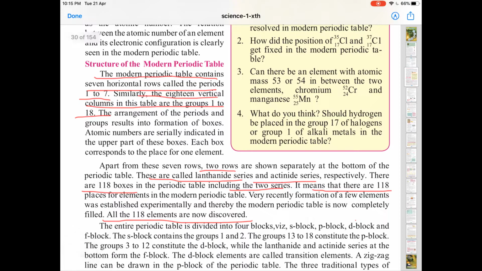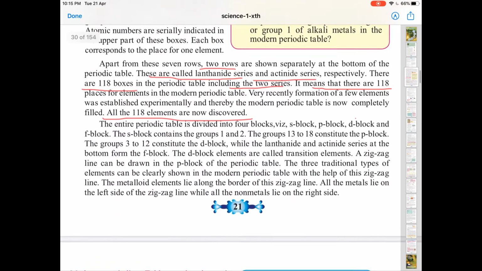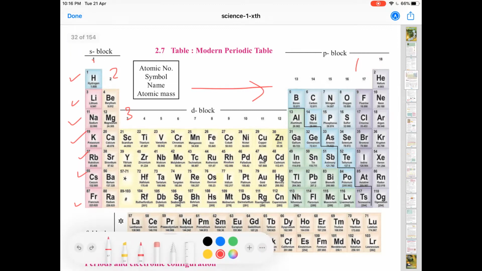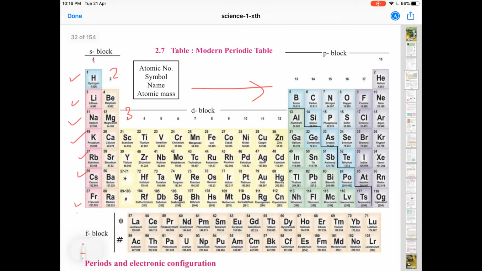Apart from this, what is interesting is that the modern periodic table is divided into 4 blocks. Let us look at the structure, which is very clear. So what did I say in the beginning? That there are 7 horizontal rows, 1, 2, 3, 4, 5, 6, 7, and 18 vertical columns. As you can see, the numbering starts from here, 1, 2, 3, and so on till 18, called groups. At the bottom there are 2 separate series: the lanthanide series, starting from lanthanum and ending in lutetium, and the actinide series, from actinium to lawrencium.